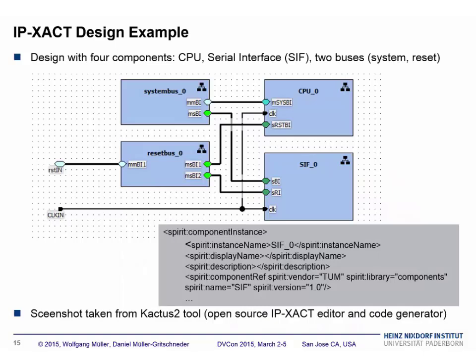This is an example taken from an open source IP-XACT tool, and here you can see an example of how such a top-level connectivity could look, or how it could be represented graphically. So it has a graphical GUI, and here you can actually see the component instance description for this serial interface. It has instance name, so SIF0, and then it has this component reference. So it references to the component description.